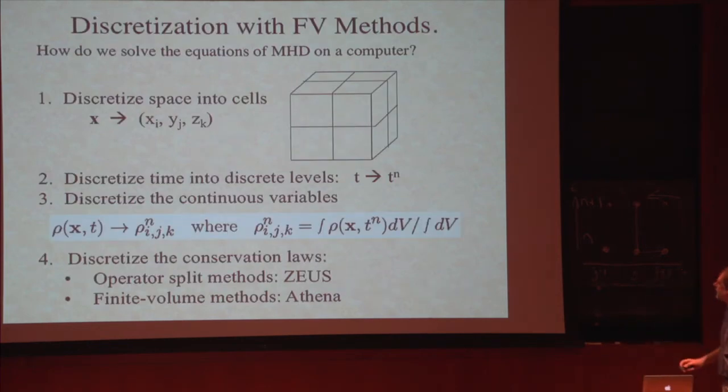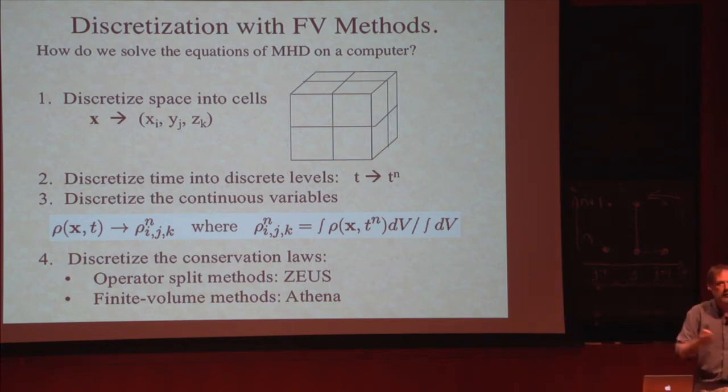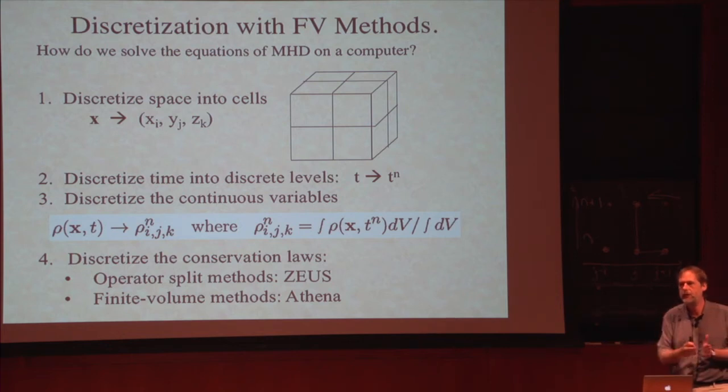So with finite volume methods, okay, start at the beginning. How does this work? You solve the equations by, first of all, discretizing space into cells. So your continuous independent variable x turns into a set of discrete values, x_i, y_j, z_k. You have a 3D array of these discrete values at which you know the solution. You also discretize time into discrete levels. Time becomes a discrete set of n values, which are not necessarily equally spaced. The time step can vary as the evolution evolves, and so some time levels are more closely spaced than other time levels.